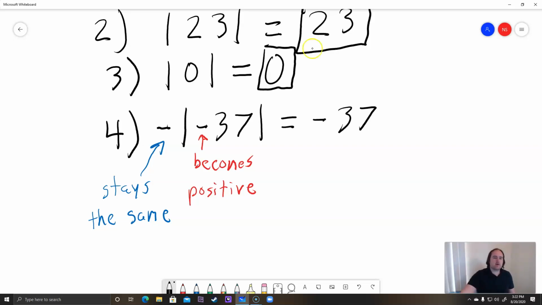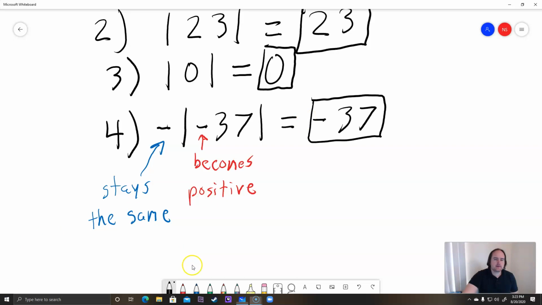Once you get used to it, it's pretty straightforward. And you've got to resist the urge to cross out the minuses at the beginning, because this minus is actually inside of the absolute value. You can't cross those out at the beginning of the problem. So the correct answer should be negative 37.